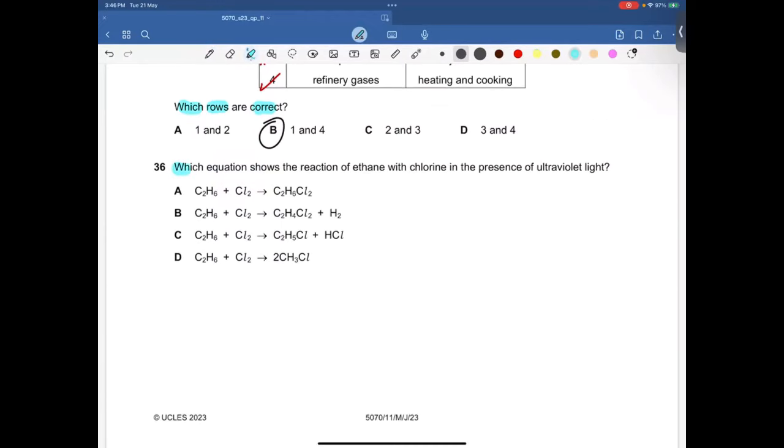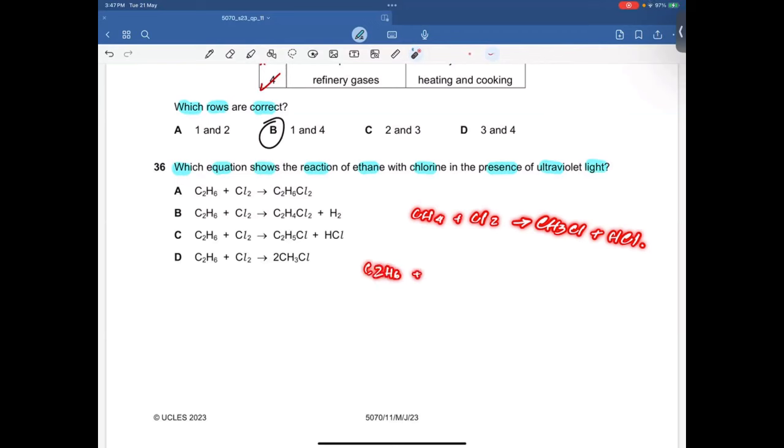Question 36. Which equation shows the reaction of ethane and chlorine in the presence of ultraviolet light? I've told you in class that if methane and chlorine react together, they convert into chloromethane and HCl. The examiner is going to ask the same concept for ethane. So when ethane and chlorine react together, they will turn into chloroethane and HCl. So I think option C is going to be the right answer.